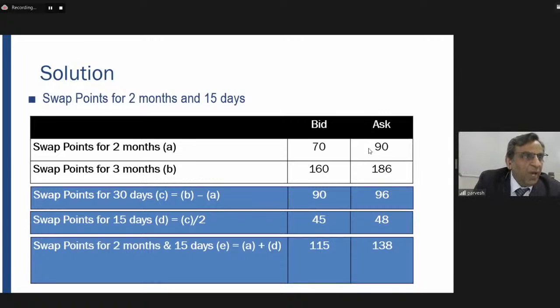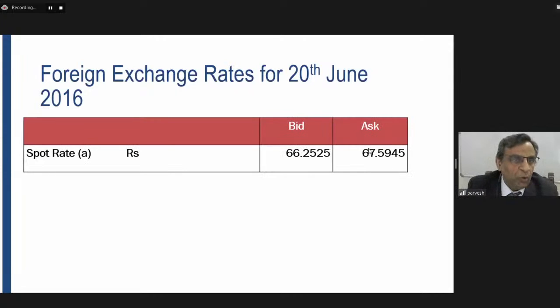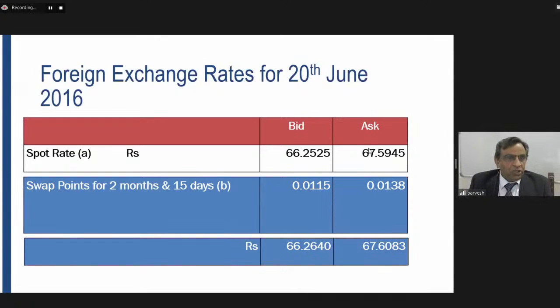The first question was to arrive at swap points for 2 months and 15 days. Now we are going to calculate the foreign exchange rate for 20th June 2016. The spot rates are given to us, which is 66.2525 and the ask rate is 67.5945. So we are going to simply add the swap points. Remember it is 115, so we will appropriately put a decimal place because it's a 4 decimal quote. So it will be 0.0115, added to 66.2525, and 0.0138 added to 67.5945. So we'll arrive at the quote on 20th June 2016.